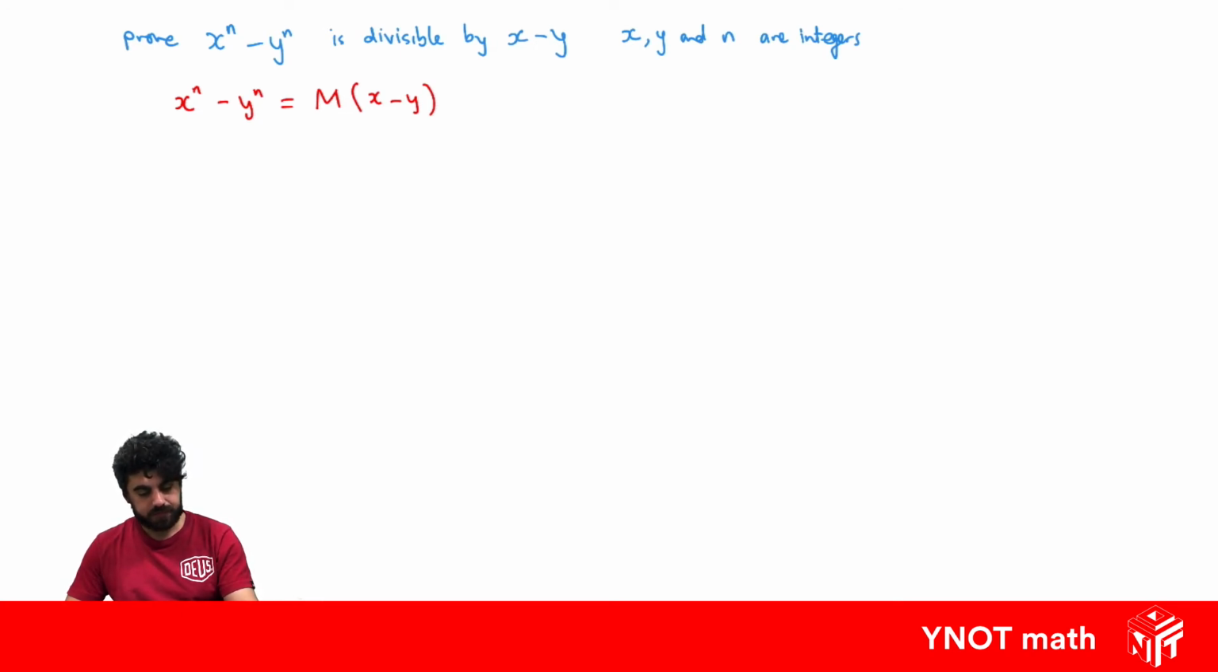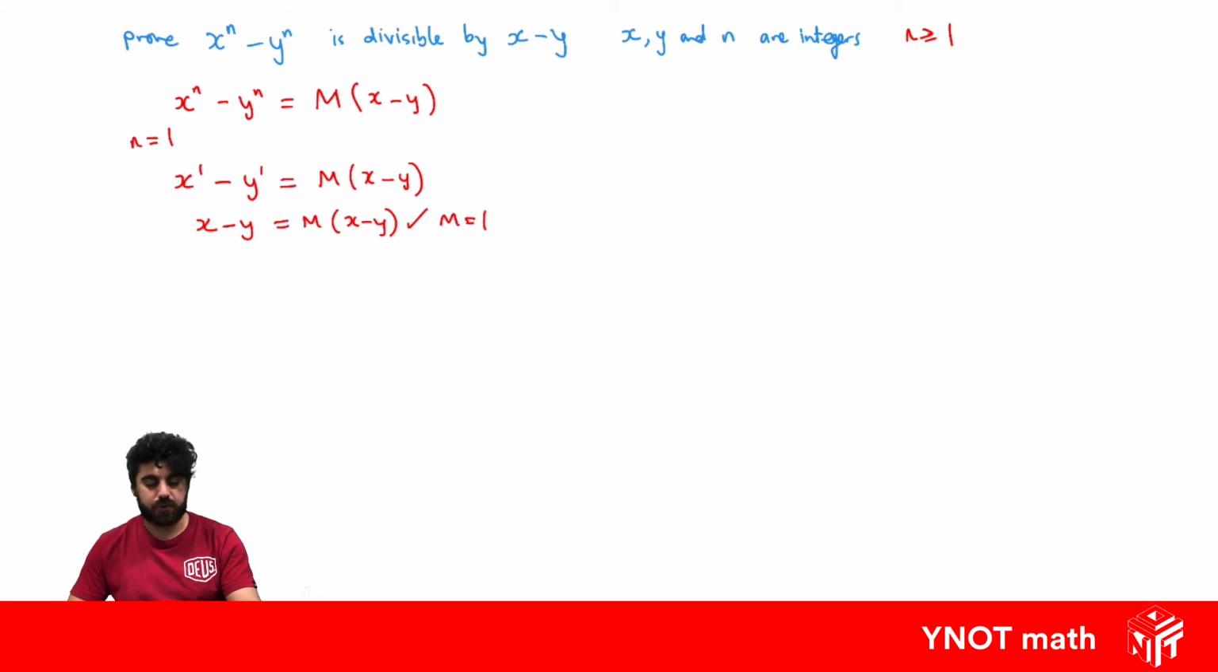Now, the first thing we want to do is prove true for the base case. Should have said this is when n is greater than or equal to 1. So we're going to prove true for n equals 1. So we get x to the 1 minus y to the 1 equals m times x minus y. So we just get x minus y equals m times x minus y, which is true where m in this case would have been equal to 1.